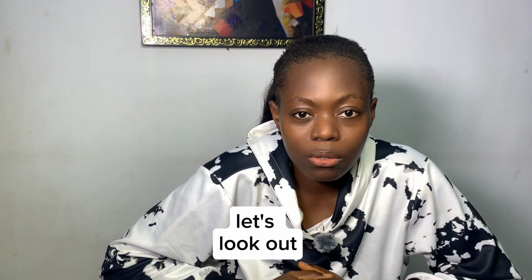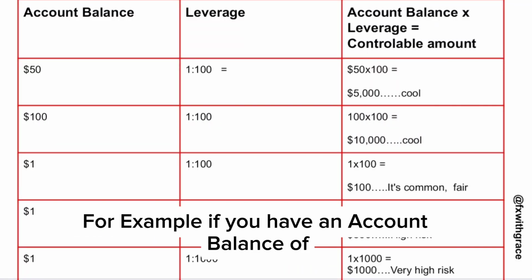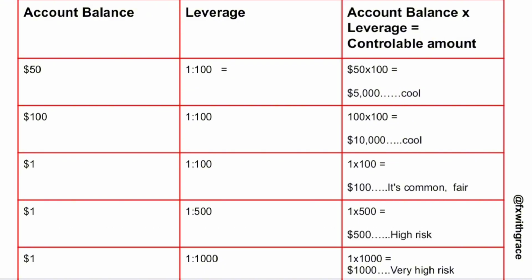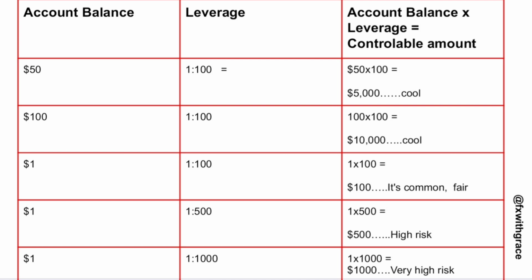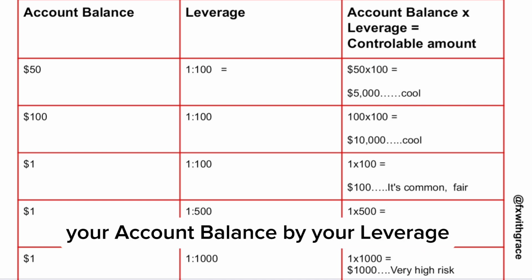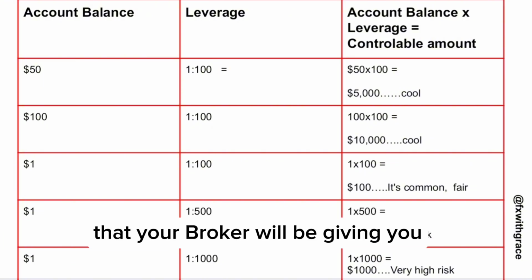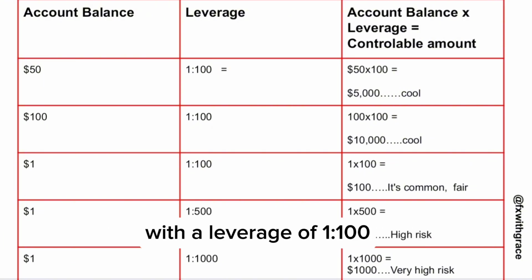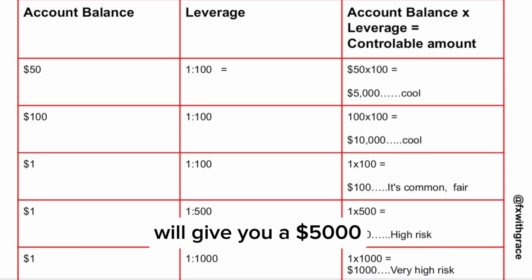Let's look at how to calculate leverage and your account balance. For example, if you have an account balance of $50 and you want to use the leverage of 1:100, what do you need to do? How do you know the amount of money that you'll be able to control? You simply multiply your account balance by your leverage, and that will give you the controllable amount of money that your broker will be giving you. Now, let's take, for example, a $50 account with a leverage of 1:100. $50 multiplied by 100 will give you $5,000.